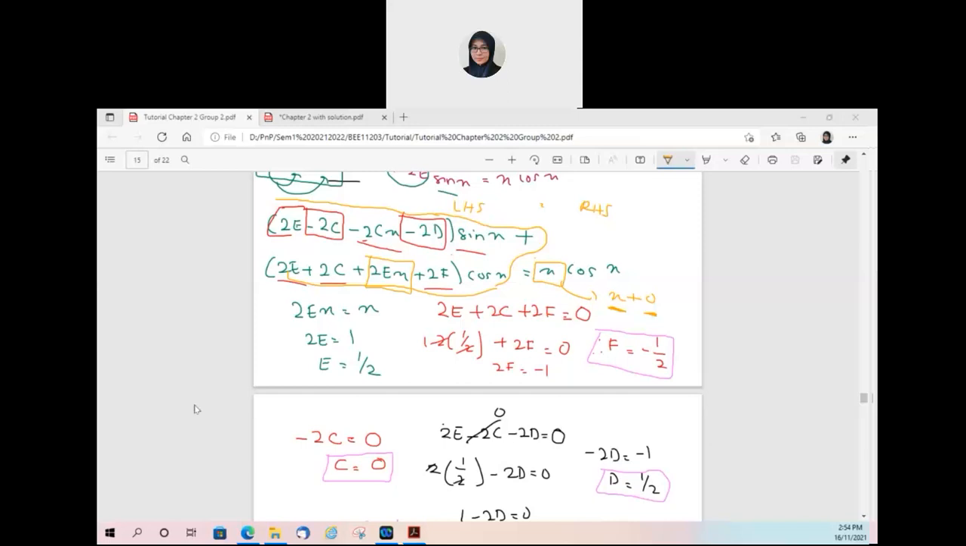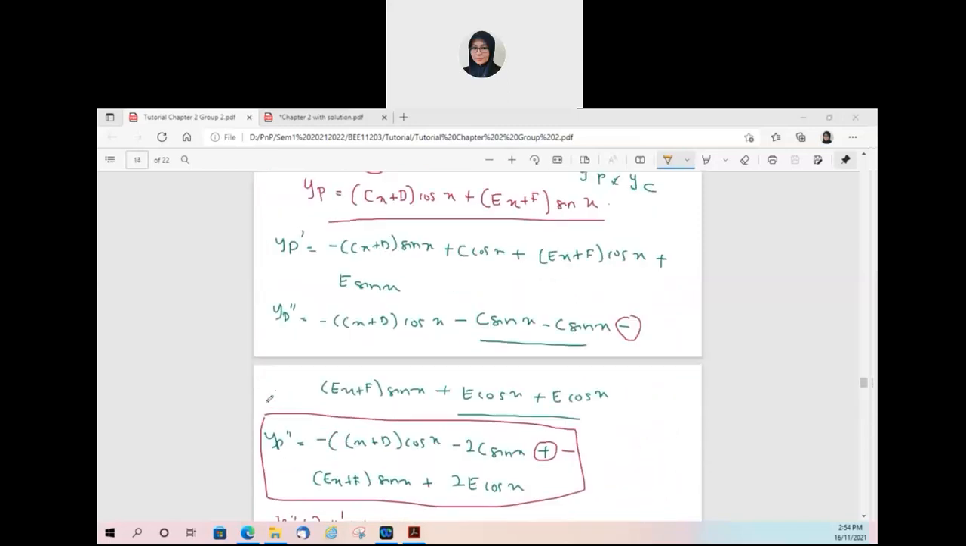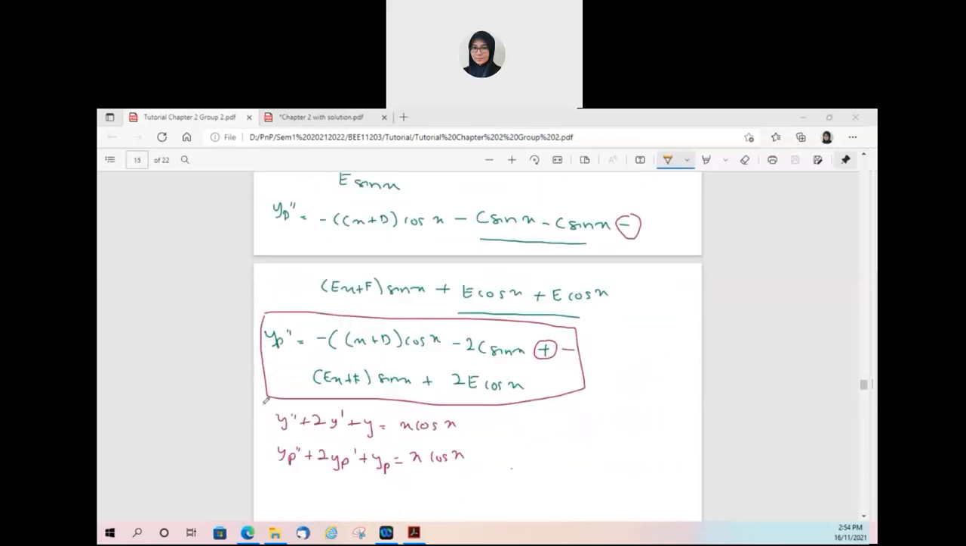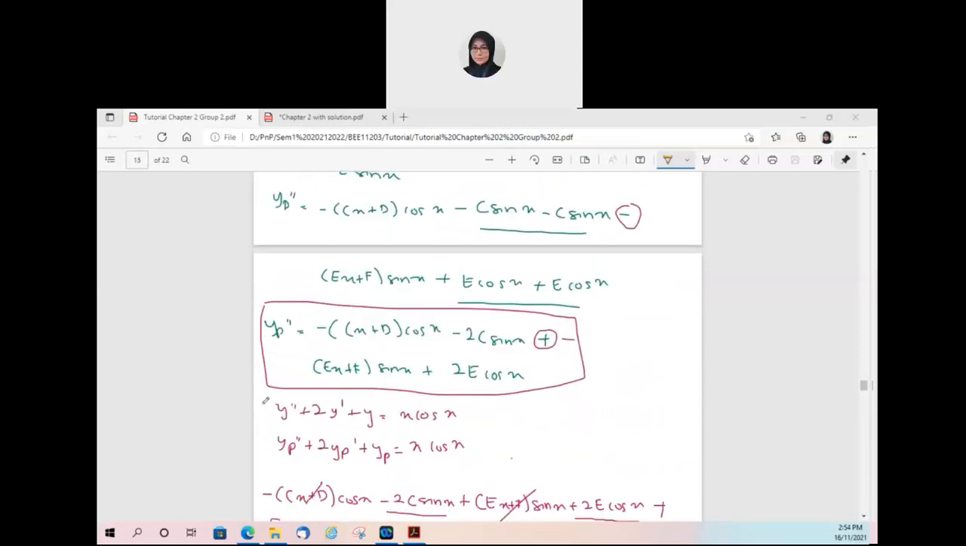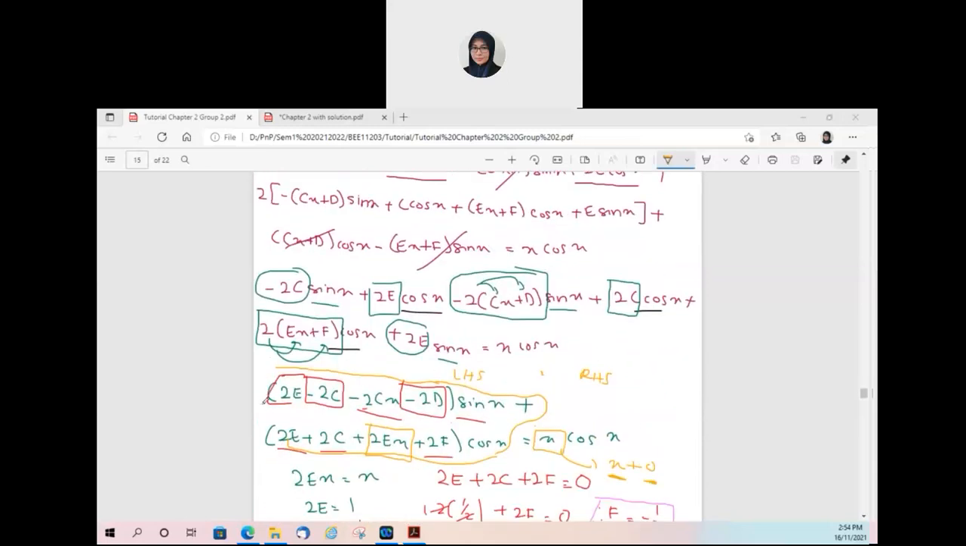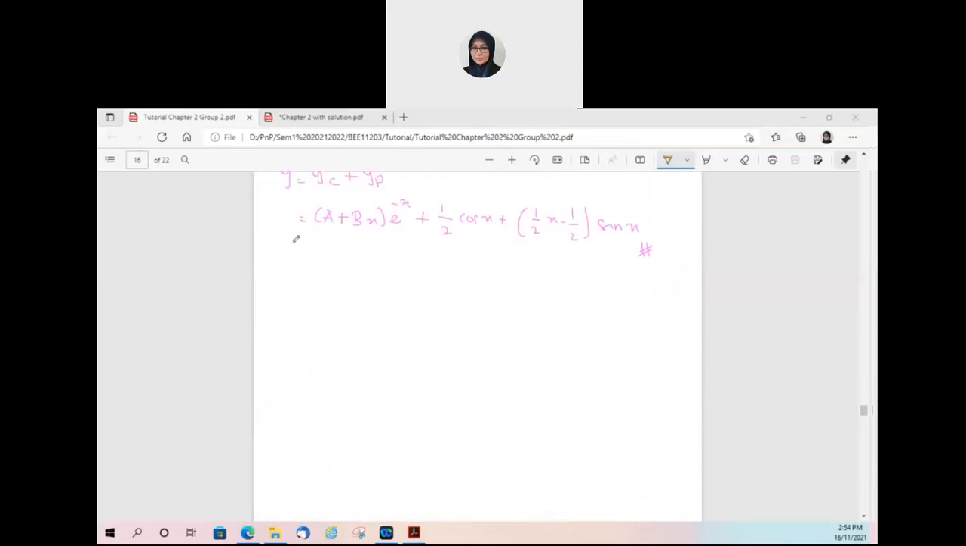Okay. So, 3N. Yang ini kita buat 3 apa ni? 3J kan? Okay. 3N. 3N. Okay. So, we look at 3N. Okay. So 3N is y double prime plus y prime plus y equals to 4EX, okay, minus 4 cos 2X.